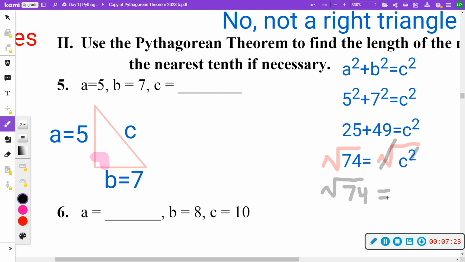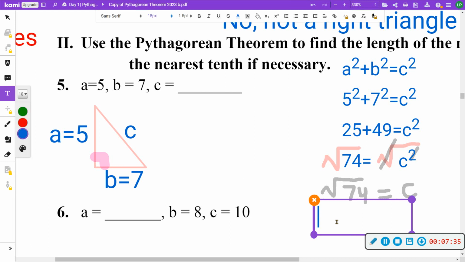Now, depending on the problem, they may want you to reduce that radical. But here they said round to the nearest tenth, so I would type that into my calculator, square root of 74. That's 8.6. So I get 8.60232 equals C. They said round to the nearest tenth, so I'd get rid of those numbers. I got 8.6.